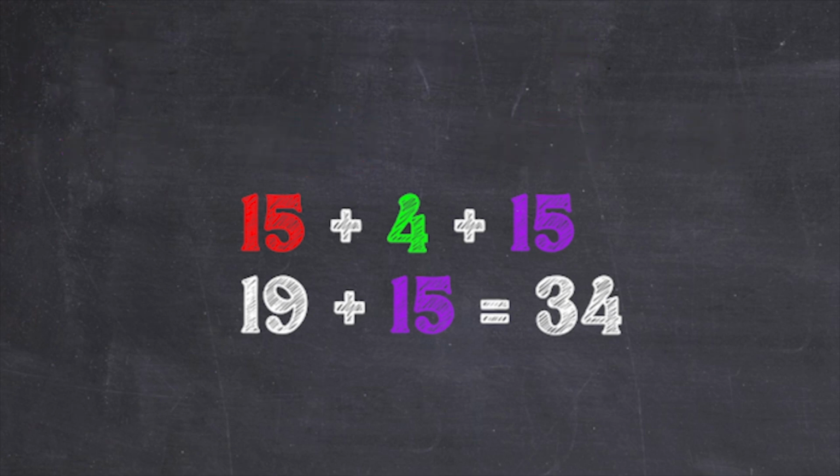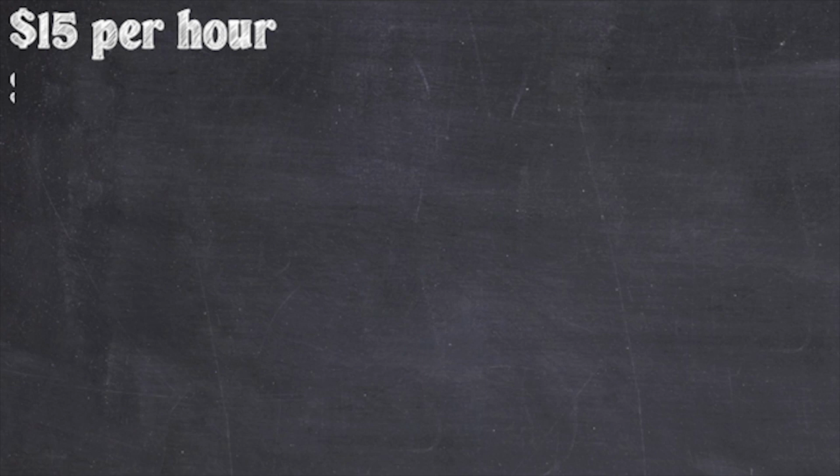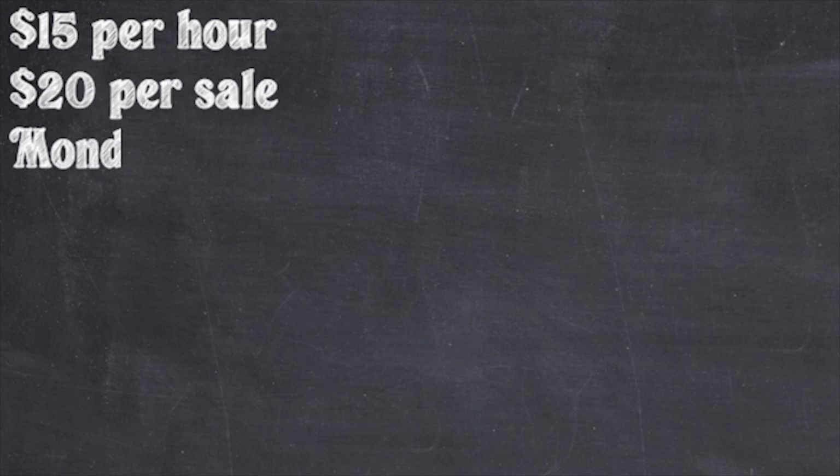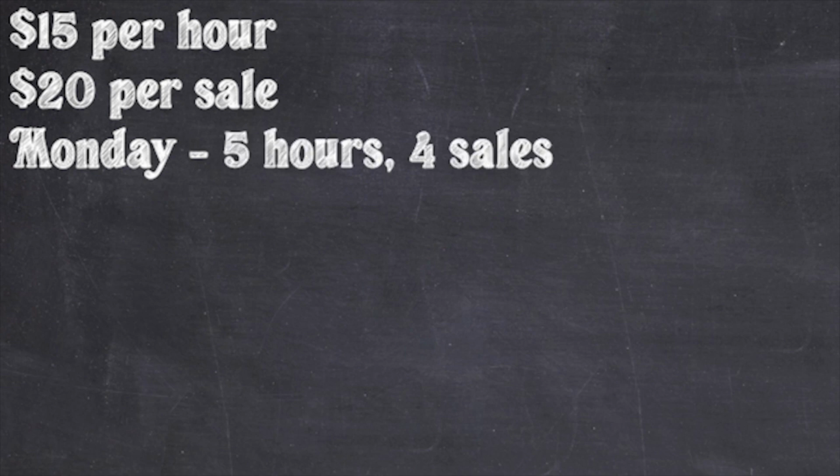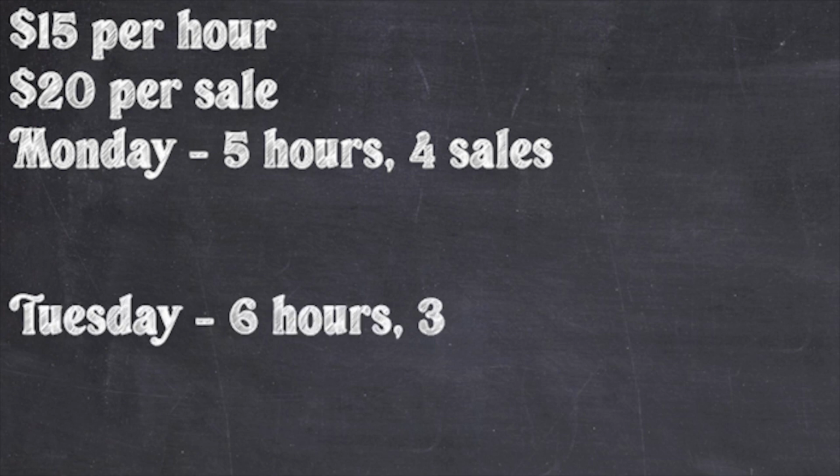Let's try another word problem. Lois owns a store which sells musical instruments. She pays the employees $15 for every hour worked and $20 for each sale made. On Monday, one of her employees, Joe, worked 5 hours and sold 4 musical instruments. On Tuesday, Joe worked 6 hours and sold 3 musical instruments. How much did Joe earn during these 2 days?